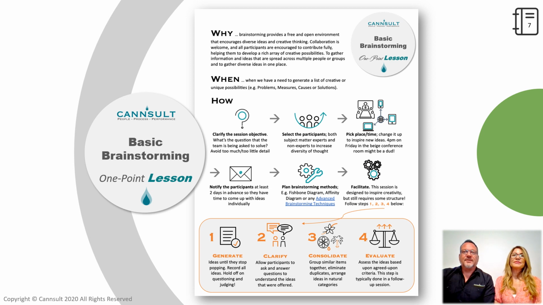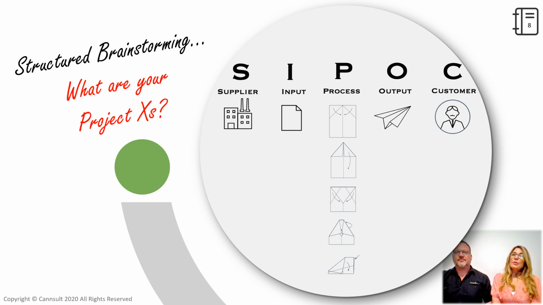In your workbook is a 1-point lesson for basic brainstorming. Advanced brainstorming techniques will be introduced in the improve phase, which is coming up later. We can use our SIPOC for structured brainstorming. Structured brainstorming just means that we're using a frame or a tool to organize the list of ideas. In this case, it means that we use each of the input and process steps as a guide.